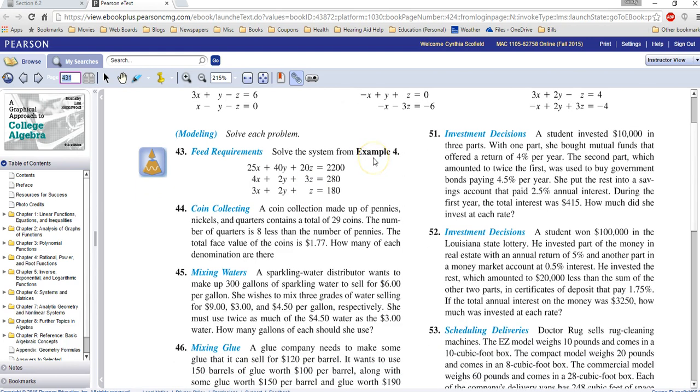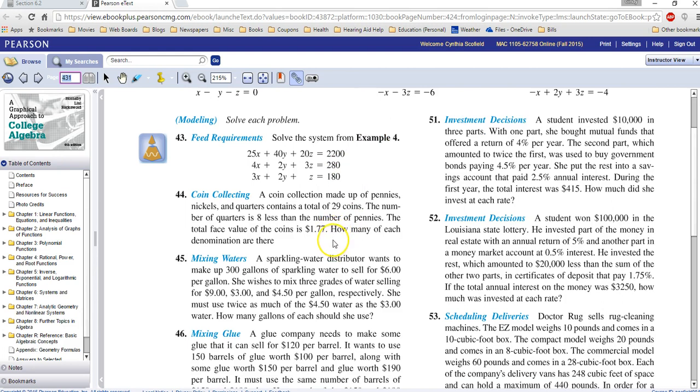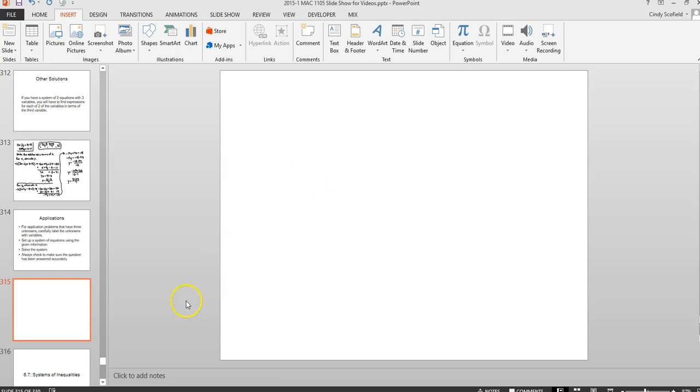A coin collection made up of pennies, nickels, and quarters contains a total of 29 coins. We're looking at number 44. The number of quarters is 8 less than the number of pennies. The total face value of the coins is $1.77. How many of each denomination are there? All right, so how many pennies, how many nickels, how many quarters do we have? And it has to fit the conditions put forth in this question.